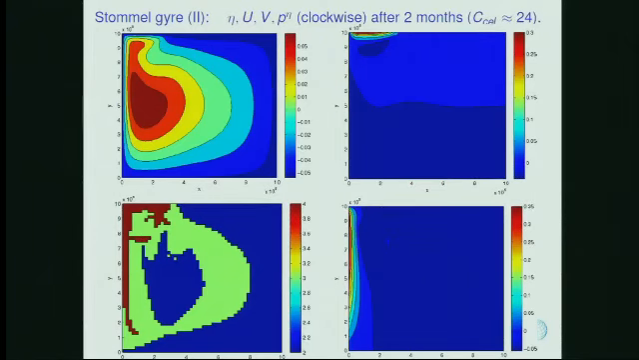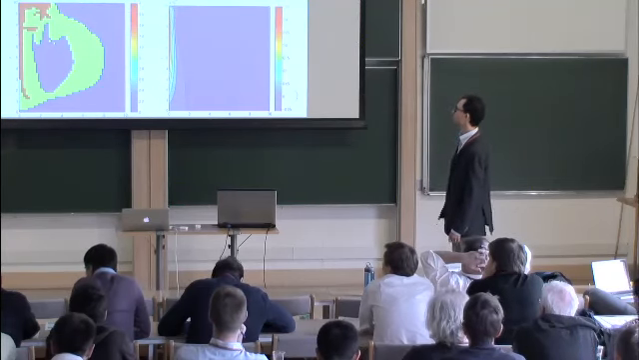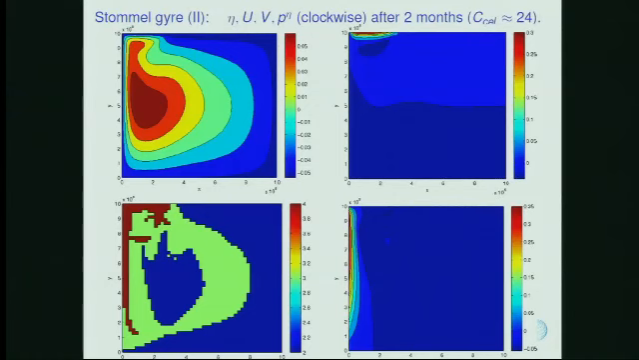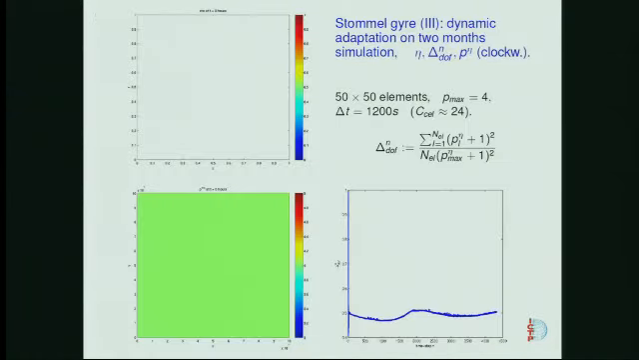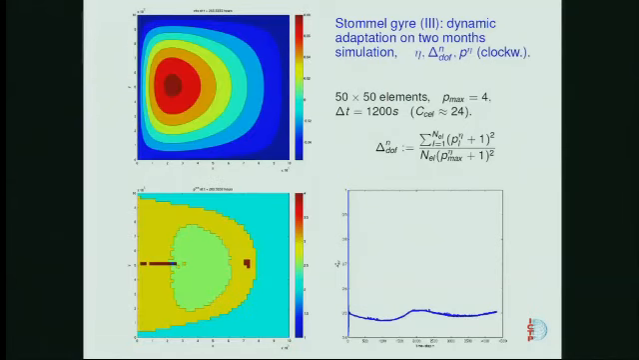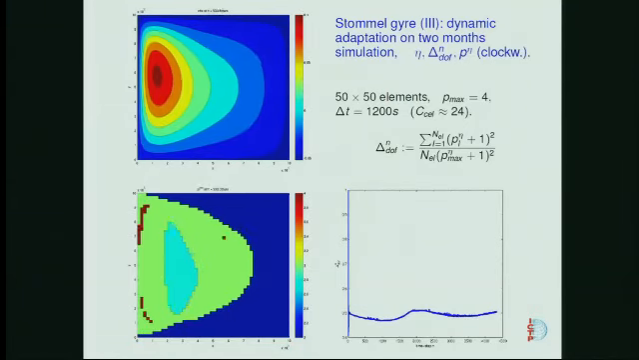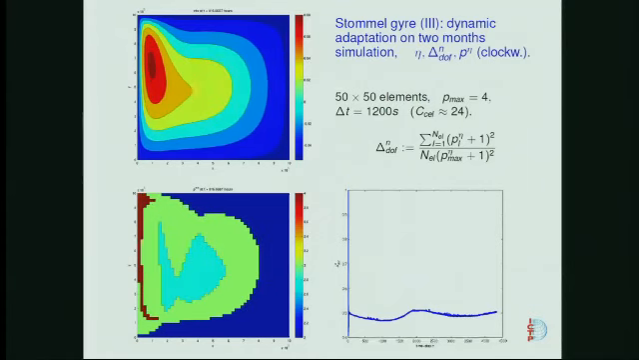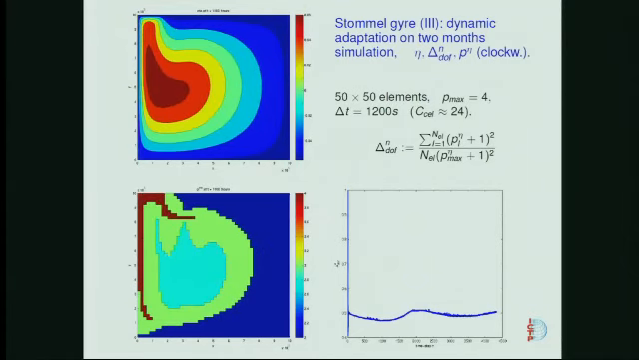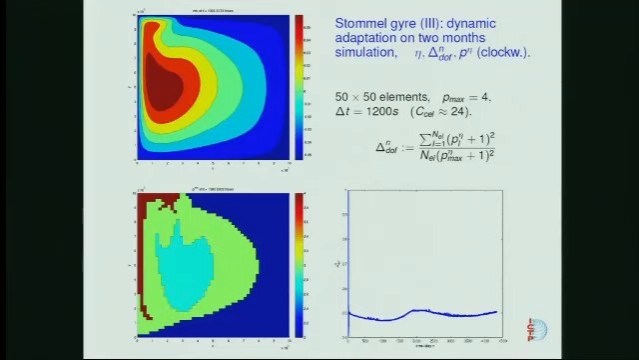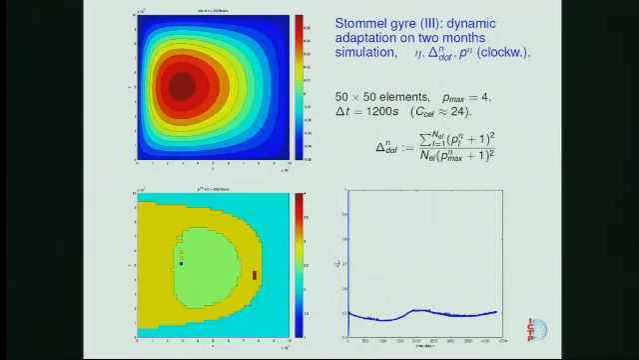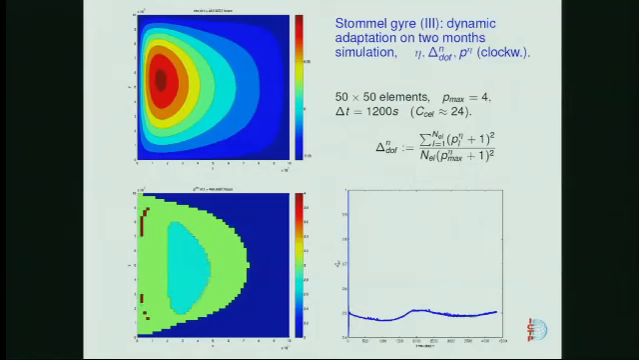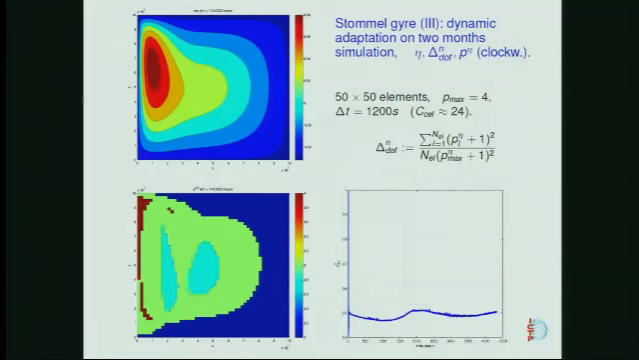Notice that we computed this solution at high Courant number, more than 24. You can see the free surface elevation, zonal and meridional velocity, and this is the distribution of degrees of freedom after 2 months. Maybe you can appreciate the dynamic adaptation better by looking at the solution as it evolves in time. You can see that in parallel with the development of the Western intensification effect in the solution, you have also a Western intensification effect on the degrees of freedom. And here on the right, you can see again a measure of the saving of degrees of freedom.